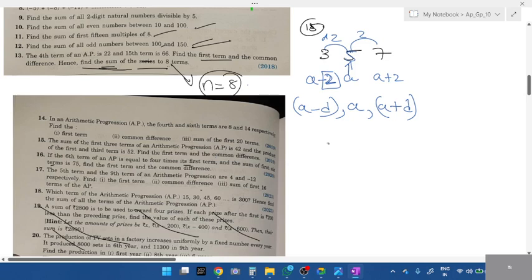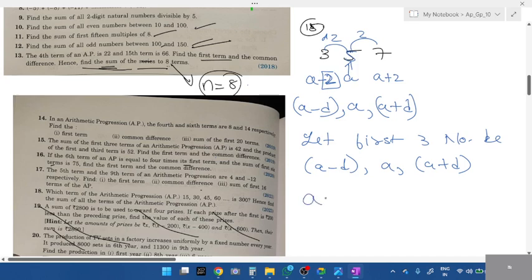So you write, they had given this for 3 marks, I guess. Let the first three numbers be A minus D, A, A plus D. Then, okay, stop writing. I'll show the calculation. The sum of this is 42. Sum meaning you have to add: A minus D plus A plus A plus D is equal to 42.